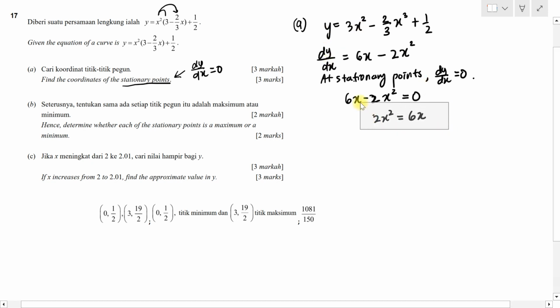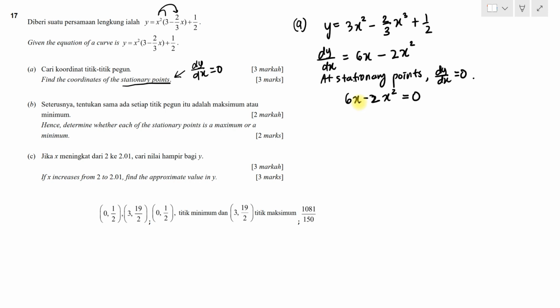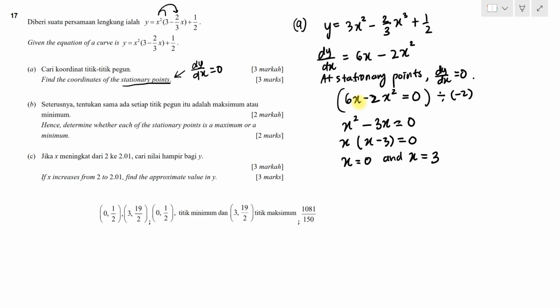No, maybe I do it another way. Maybe I divide the whole thing with negative 2. Why negative 2? Because I want to make the x square positive, our a positive. So I get x square minus 3x, 6 divided by negative 2 is negative 3, equals to 0. And then we need to factorize this. So you get x equals to 0 and x equals to 3. You get your x coordinate ready. Now substitute back inside your y to get your y coordinate.